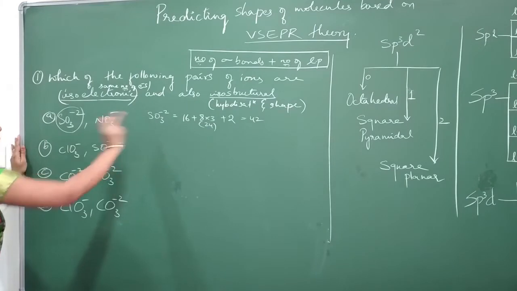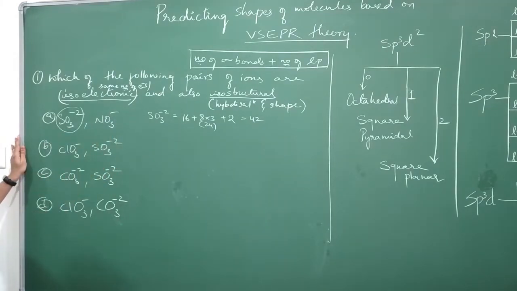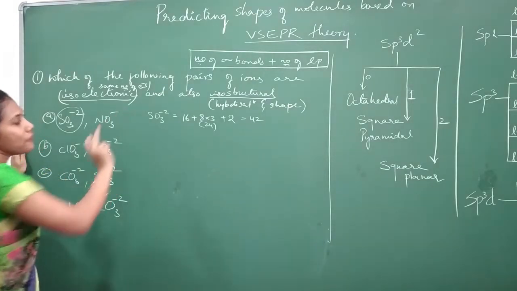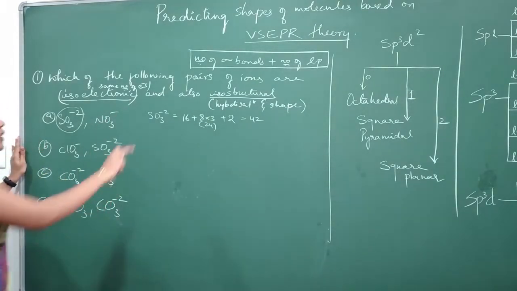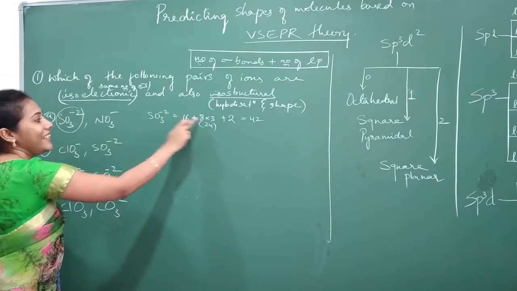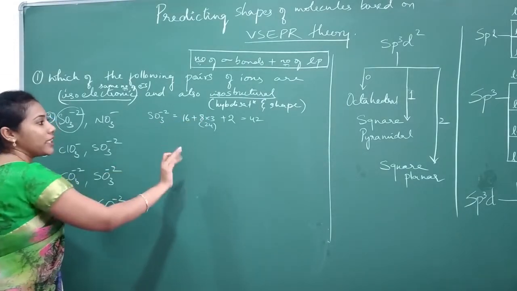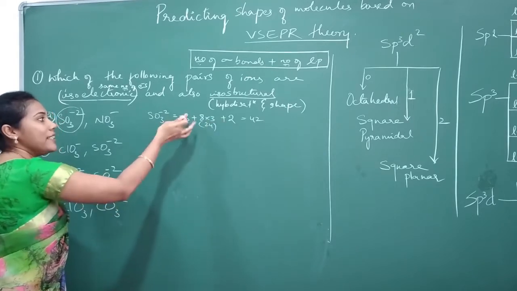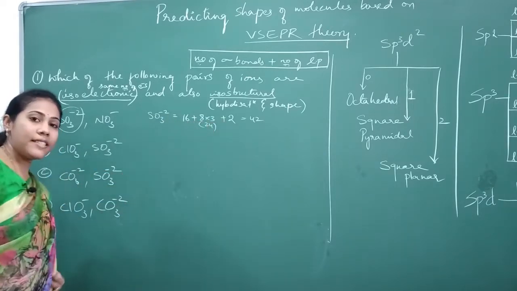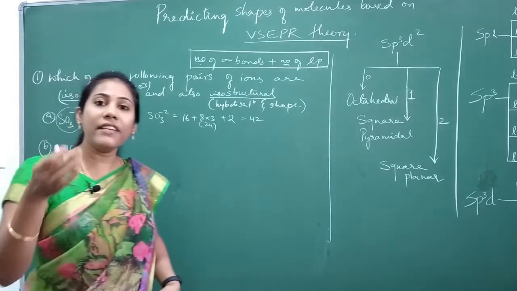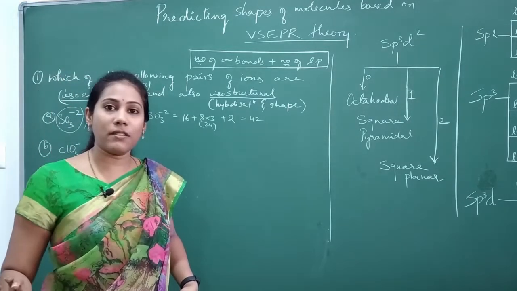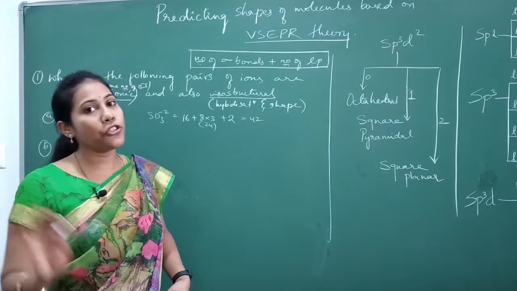So atomic number of sulfur, atomic number is equal to number of electrons only, no? So atomic number of sulfur is 16, atomic number of oxygen is 8 into 3. 3 oxygen atoms are there, no? So 8 into 3, that's 24. Plus minus 2 is there, no? Whenever minus is there, you have to add electrons. Whenever plus is there, remove electrons. Okay? So that is the logic you should always follow.